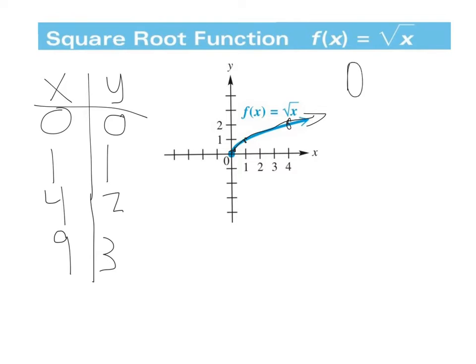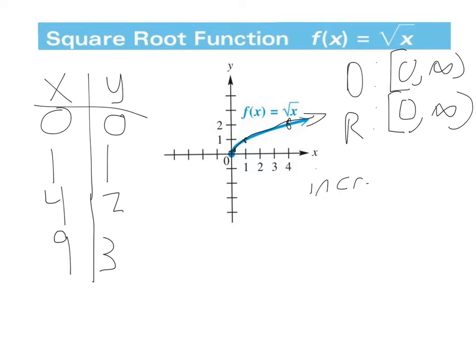Now the domain, notice it's just all the non-negative x values, so it goes from 0 to infinity, but it can include 0 because the square root of 0 is not negative. And the range, it doesn't include any negative output values. So the range is just like 0, 1, 2, 3, etc. So the range is also from 0 to infinity, but it includes 0. So that's why we do the brackets.